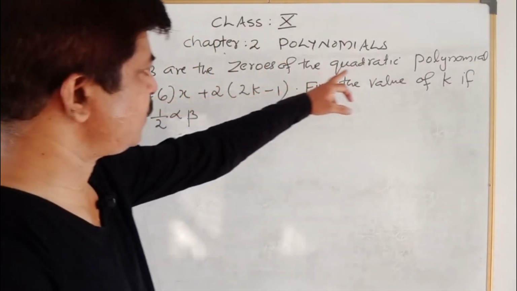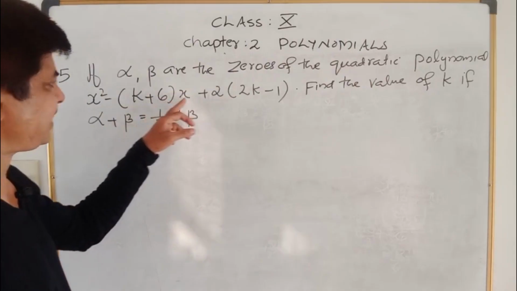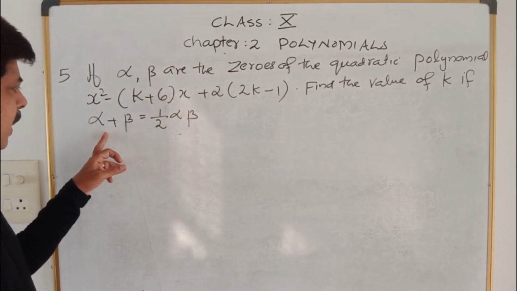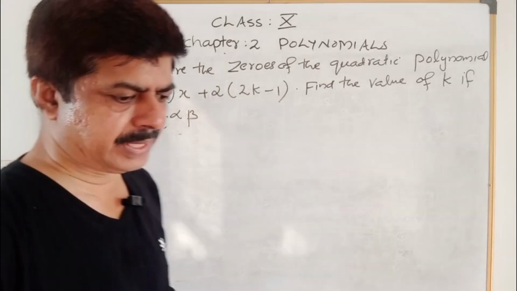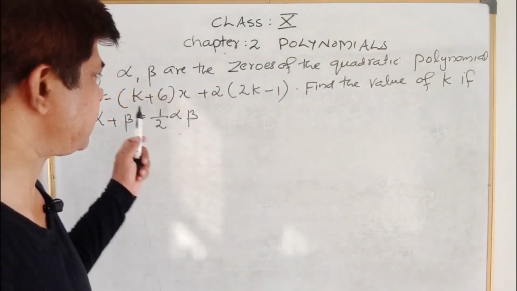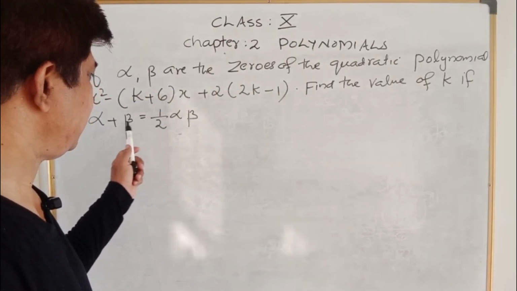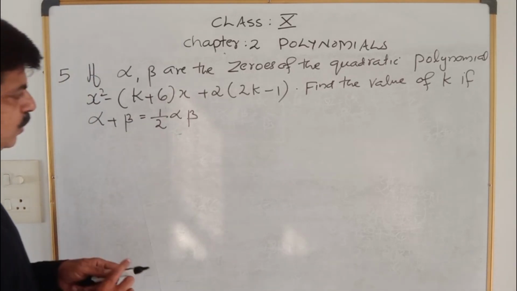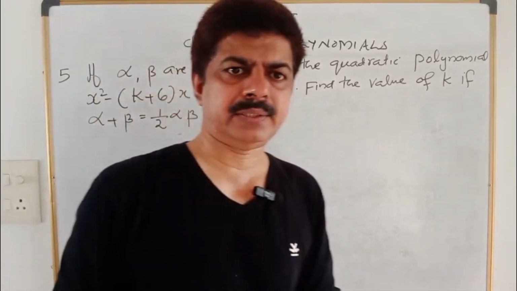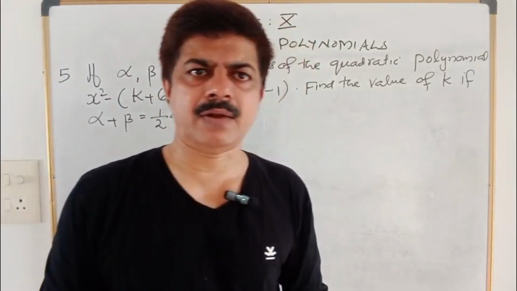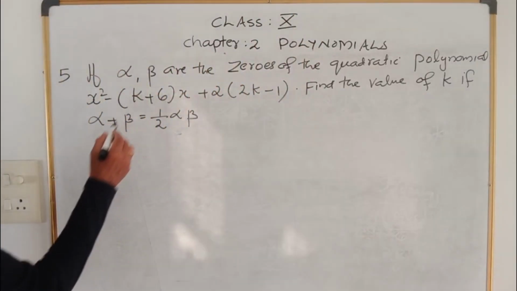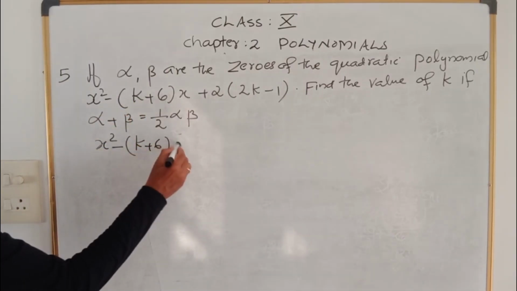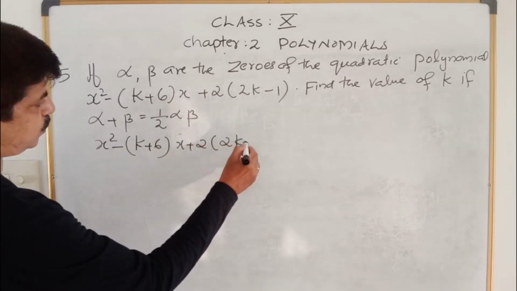If alpha, beta are the zeros of the quadratic polynomial x square minus (k plus 6) x plus 2 into (2k minus 1), find the value of k if alpha plus beta is equal to half alpha beta. We are given the relationship between the sum of the zeros and the product. Of course, we have to find the value of alpha plus beta and alpha beta from the given equation.